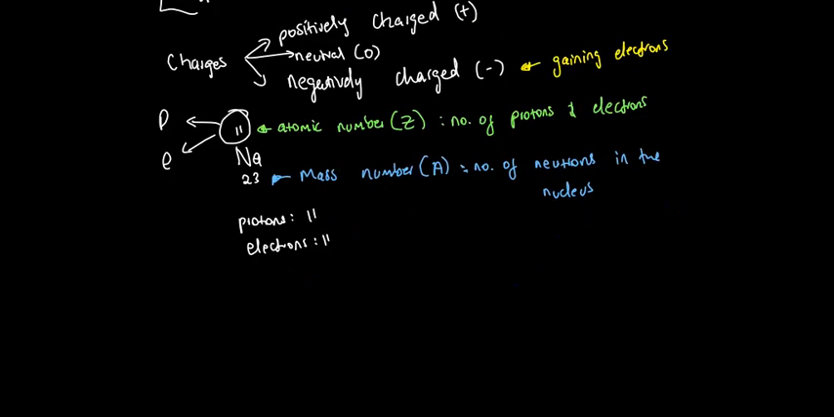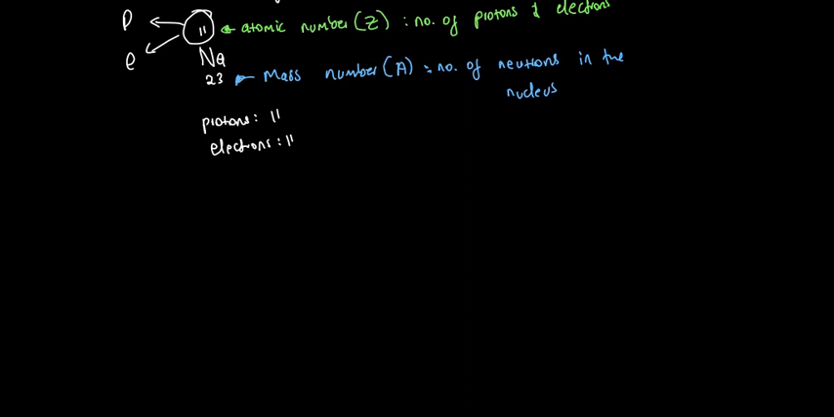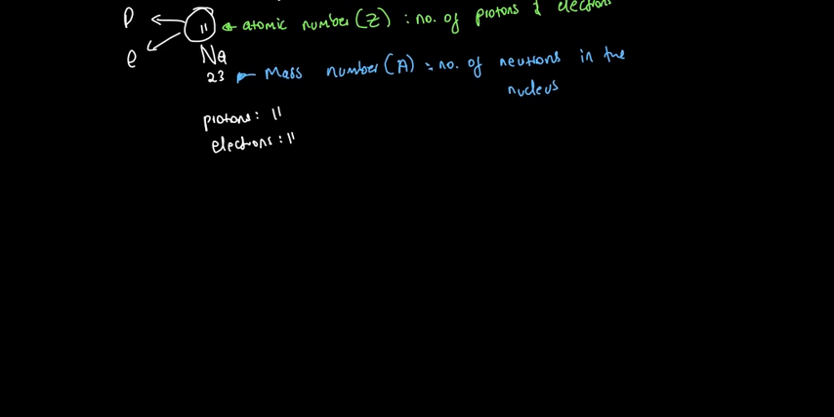Let's try another one. Let's look at lithium. Lithium is denoted as 7 here, and here it is 3. What does this tell you? This means that the number of protons in lithium is 3. The number of electrons in lithium is also 3. If you want neutrons, you can just say 7 minus 3. You get that the neutrons are 4.